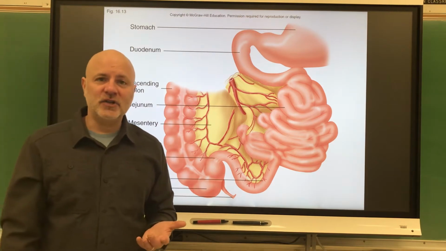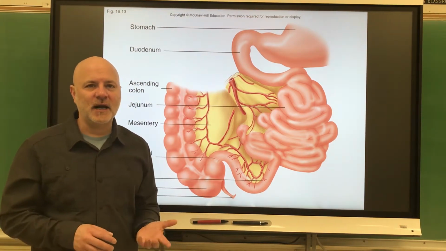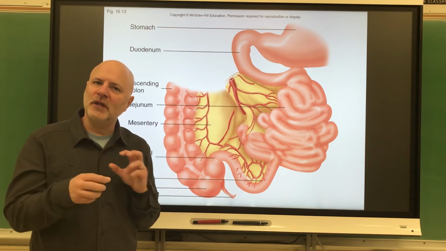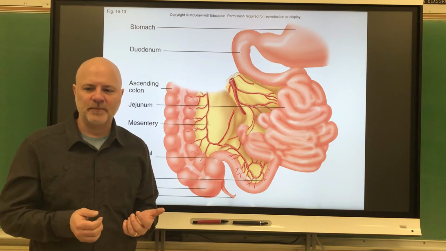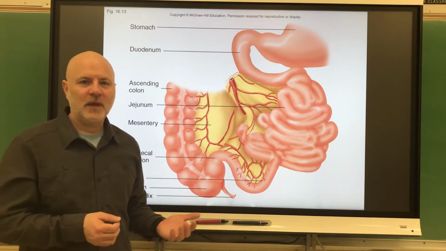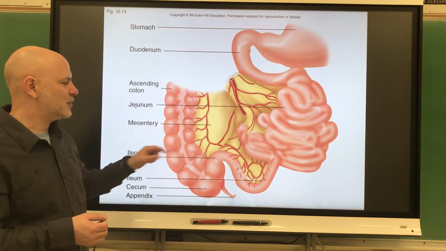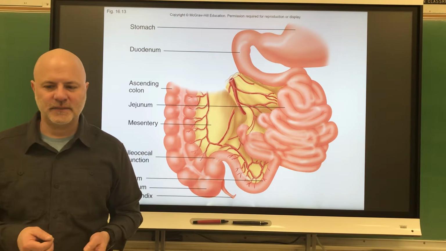Let's take a look at the functions of the small intestine. One, it completes the digestion of nutrients in the chyme, meaning we're going to completely break them down into those simpler compounds so we can absorb them. It's going to absorb the products of digestion. And then lastly, it's going to transport those residues to the large intestine.